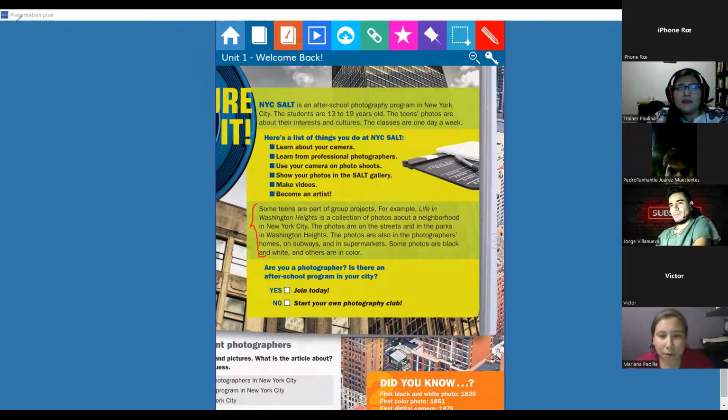Some things are part of group projects. For example, Life in Washington Heights is a collection of photos about a neighborhood in New York City. The photos are on the streets and in the parks in Washington Heights. The photos are also in the photographers' homes, on subways, and in supermarkets. Some photos are black and white, and others are in color.